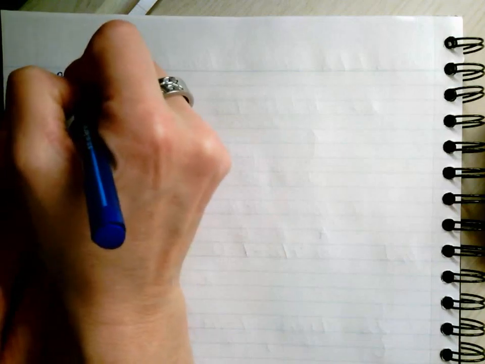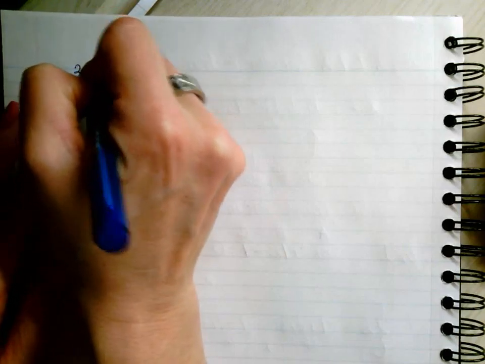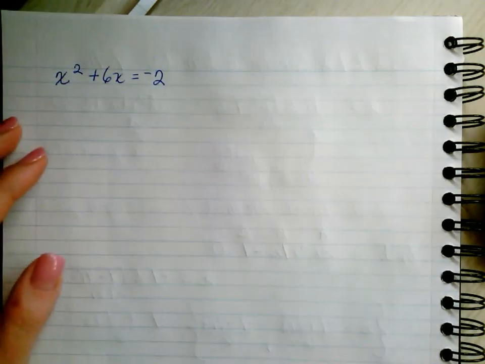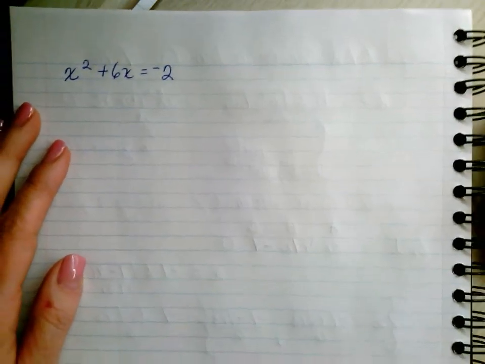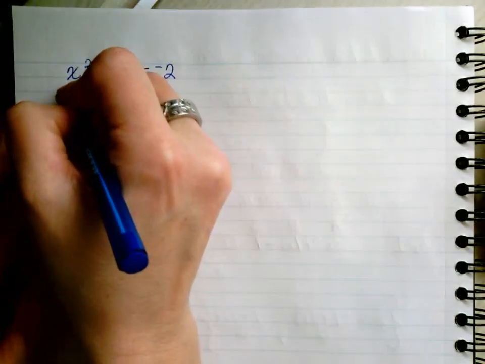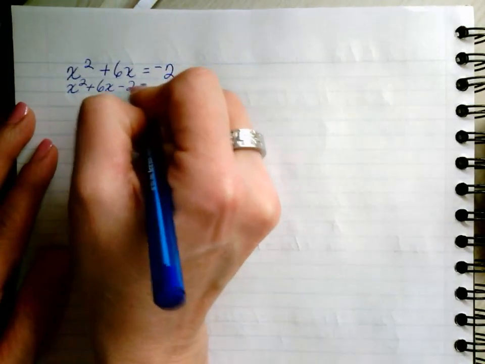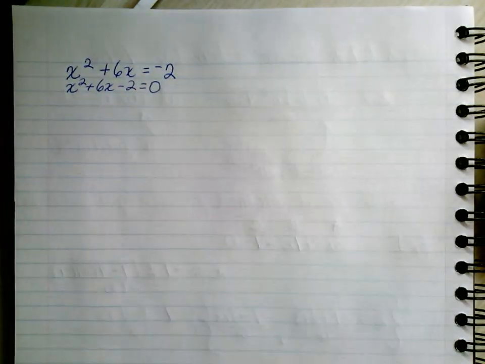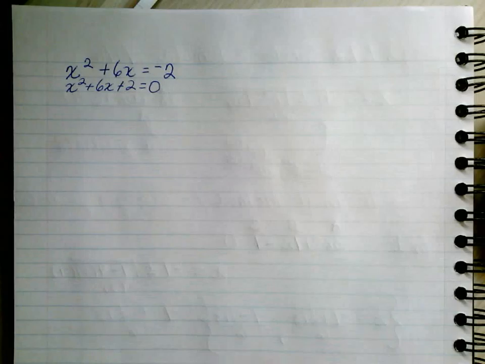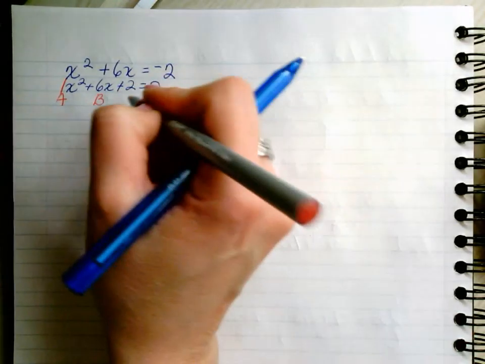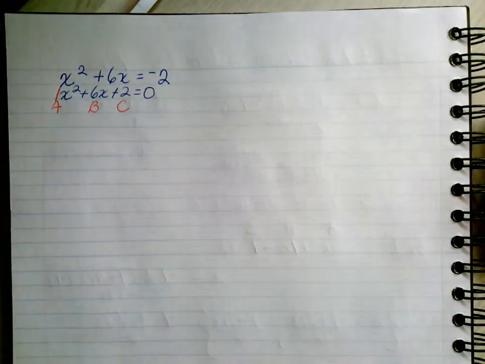So this is another one. x squared plus 6x equals negative 2. First step, zero it out. Plus 6x plus 2 equals 0. Okay, I added my 2. The 1 is the a value, the positive 6 is the b, the positive 2 is the c. Start plugging in.